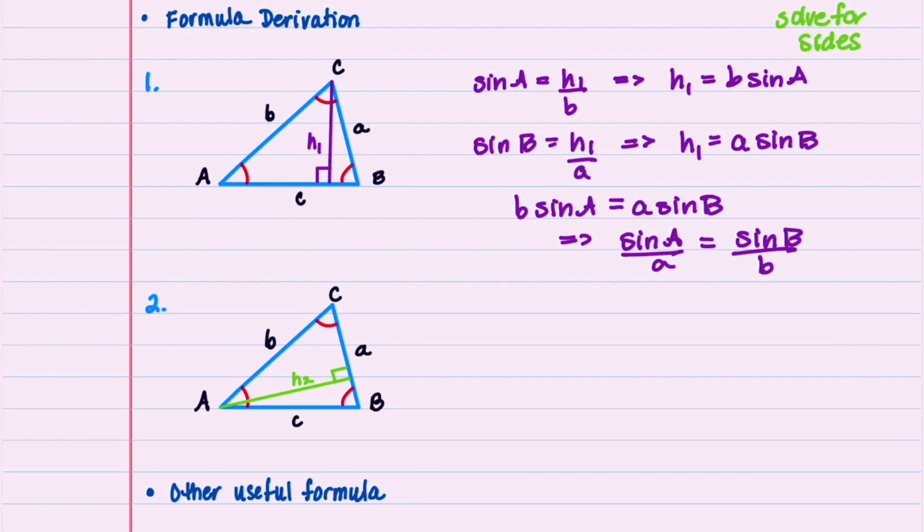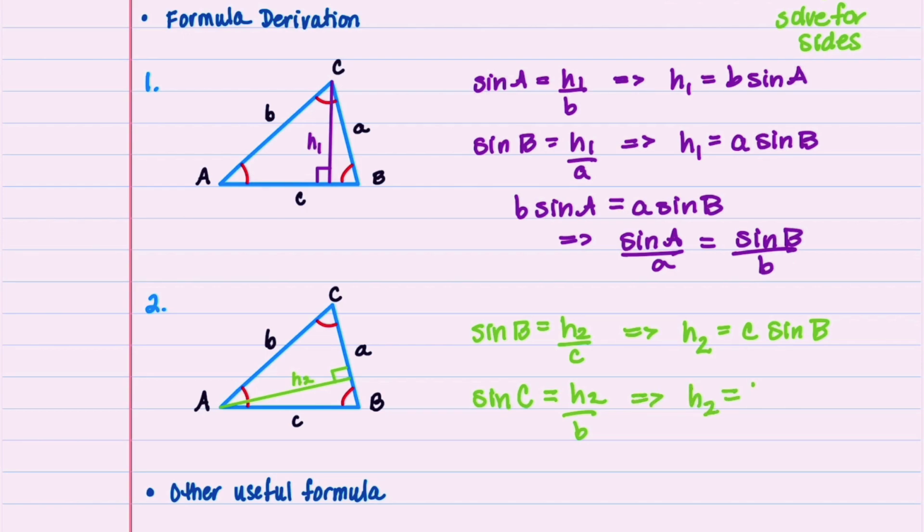I'll now use the second triangle to show that sine B over b is equal to sine C over c. Again, using right triangle trigonometry, we can write that sine of B is going to be h2 over c. So h2 is equal to c times sine of B. Likewise, sine of capital C is h2 over b, which tells us that h2 is b times sine capital C.